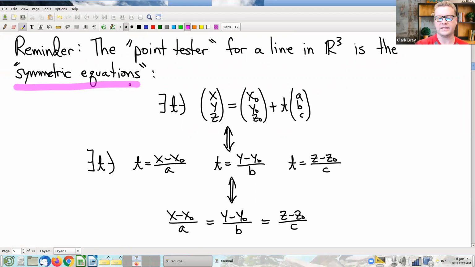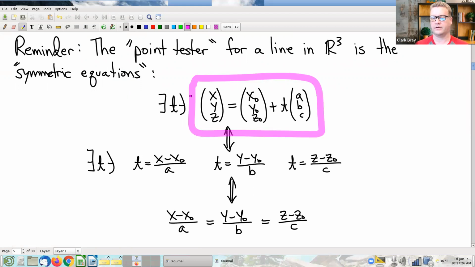And so the idea is if you have a parametric line in R3, that's a point generator. What if I want a point tester? What if I want an equation, something that plays the role of an equation? I want to be able to test whether a point is or is not on the line.